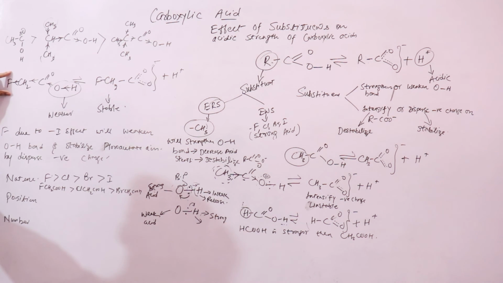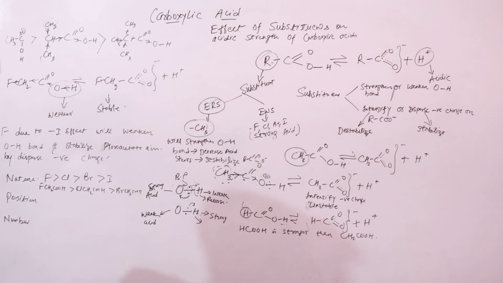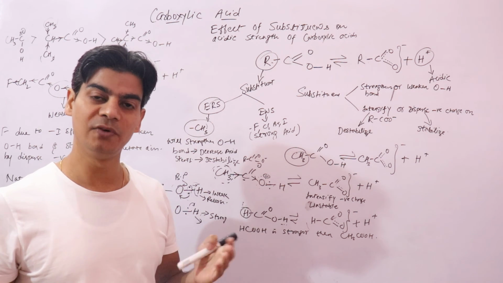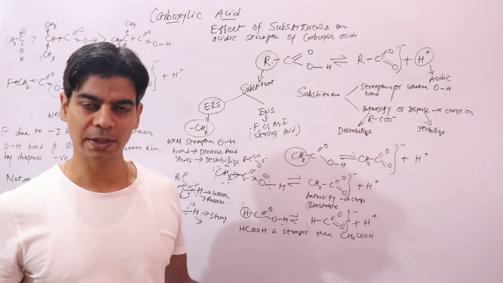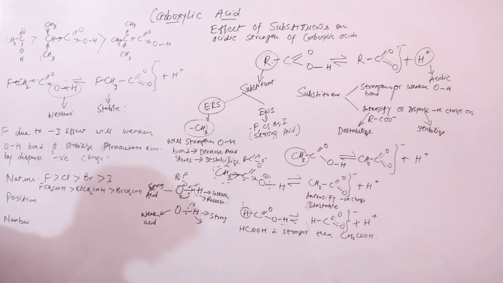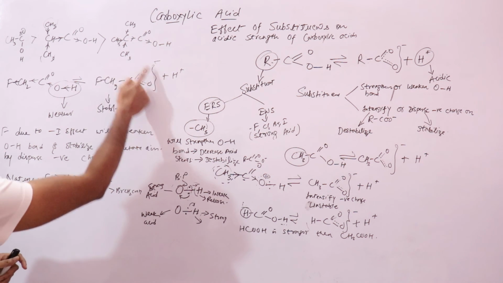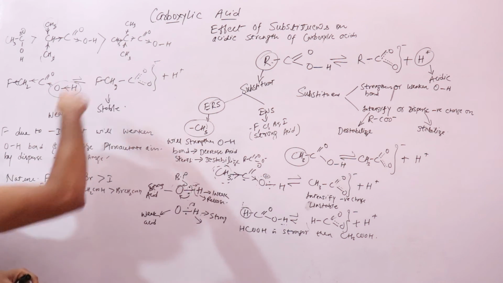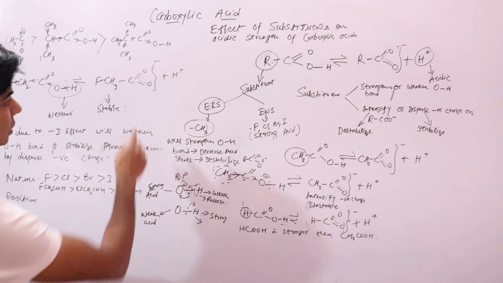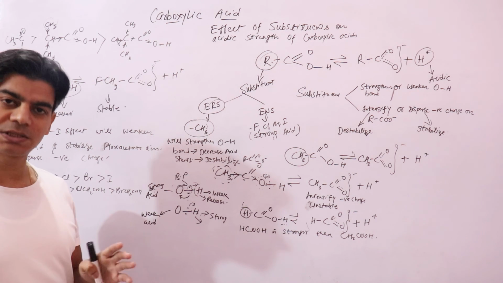is an electron withdrawing substituent, so it will withdraw electron density towards itself, thereby making this OH bond a weaker bond, right? Due to which the release of hydrogen ions will become easier. So more hydrogen ions would be released. That means the acid will become a strong acid. Then it will disperse the negative charge from this fluoroacetate ion. You have less negative charge on this oxygen now, due to which this ion, fluoroacetate ion, will become a stable ion.